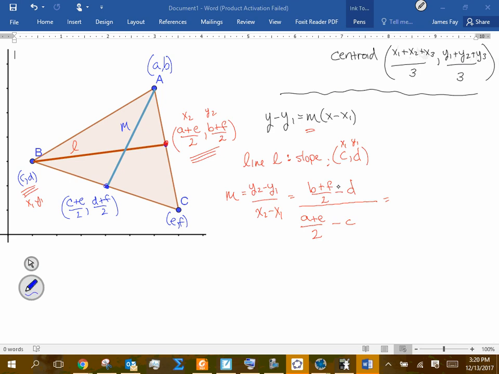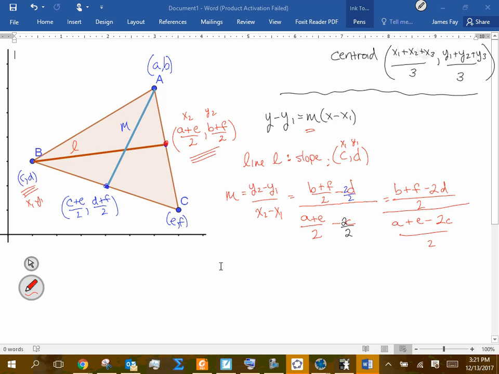Now it's kind of ugly, so we're going to add two fractions here, so I need a common denominator, so it's going to be 2 over 2. So 2 over 2d is still just d, but that gives me b plus f minus 2d all over 2. And for the same reason down here, I'm going to make this 2c over 2. So the bottom becomes a plus e minus 2c all over 2.